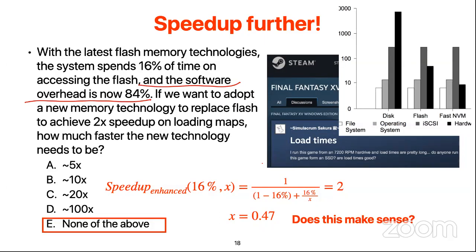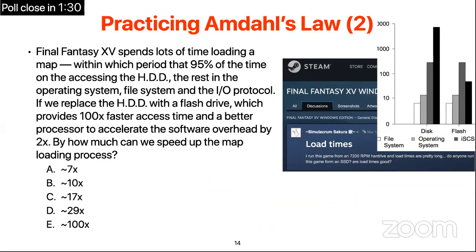Okay, I see. Yeah, so I think I mistakenly skipped the previous question, and that's actually one thing I wanted to do now. So this question, like we said, Final Fantasy spent 95% of the time accessing the hard disk drive, and that was the part that we had in the last lecture. But right now we are saying that we want to replace the hard disk drive with flash, which gives us 100 times faster access time, and a better processor to accelerate the software overhead by twice. So how much can we speed up the map loading process?